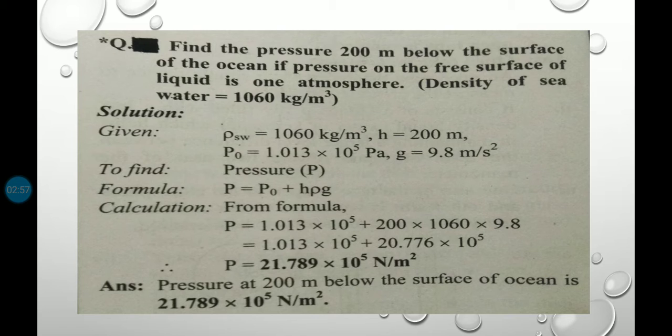Here the value of P0 is given to you, and h rho g is given. When you calculate this value, we get the pressure at 200 meter below the surface of the ocean as 21.789 into 10 raised to the power 5 Newton per meter square.